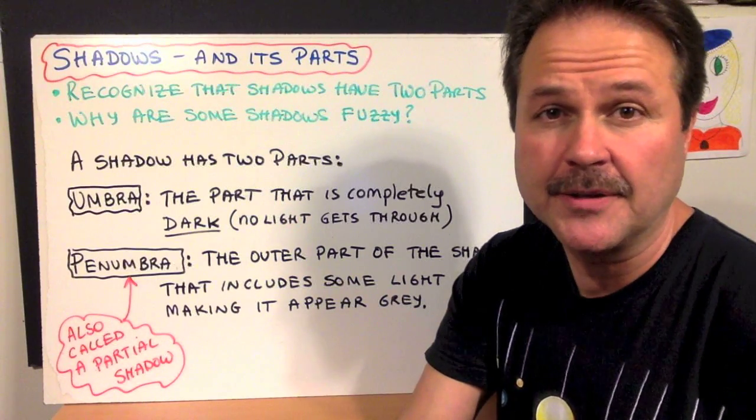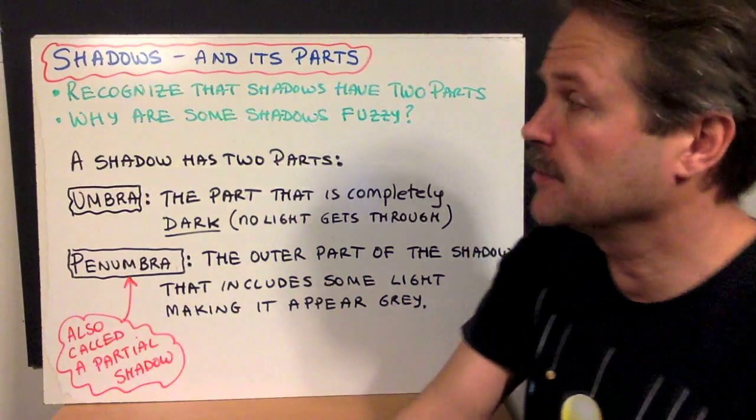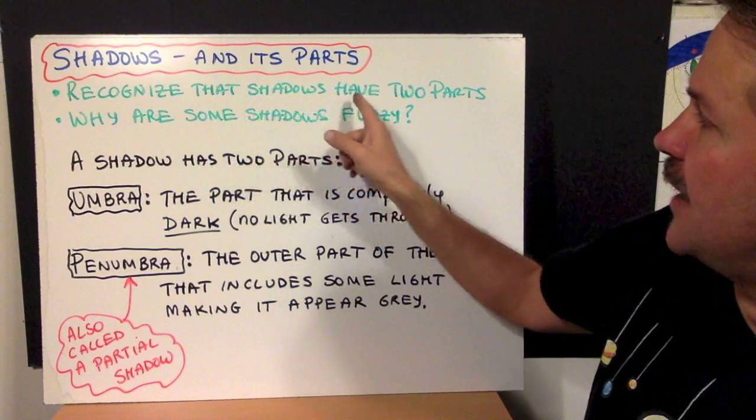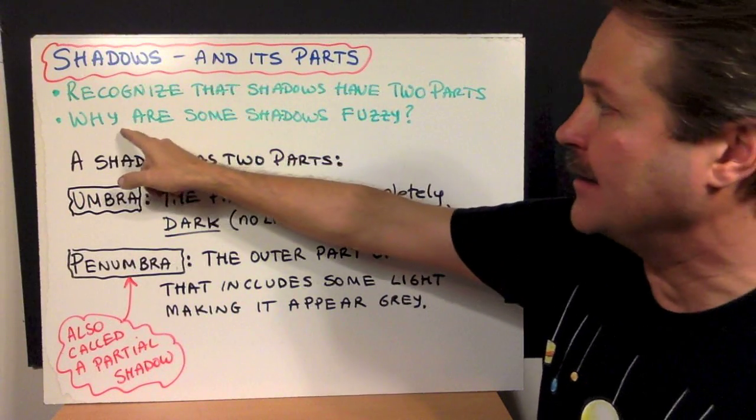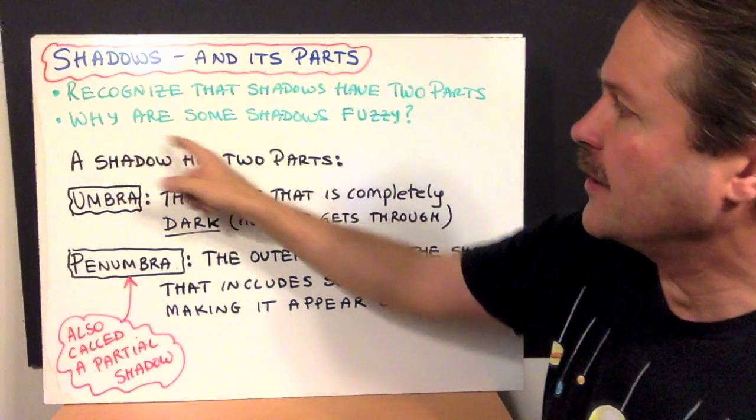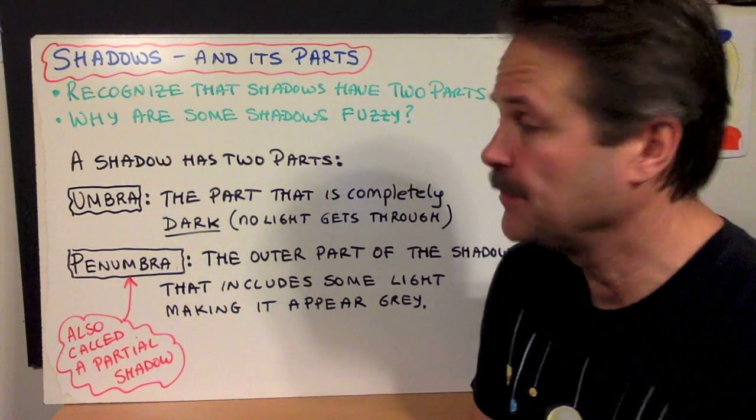Shadows and its parts. In this video, we have two objectives. Recognize that shadows have two parts, and look at the question, why are some shadows fuzzy?